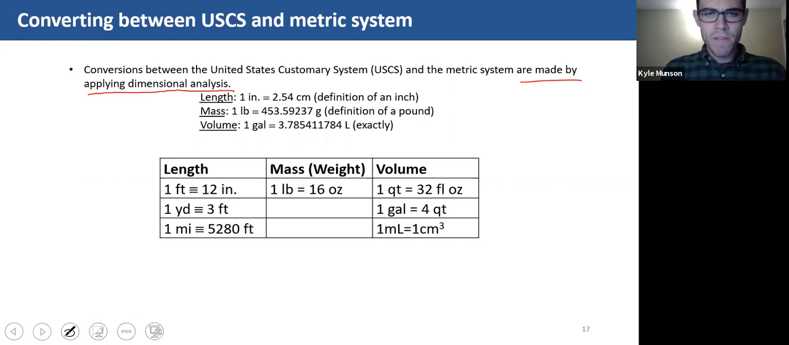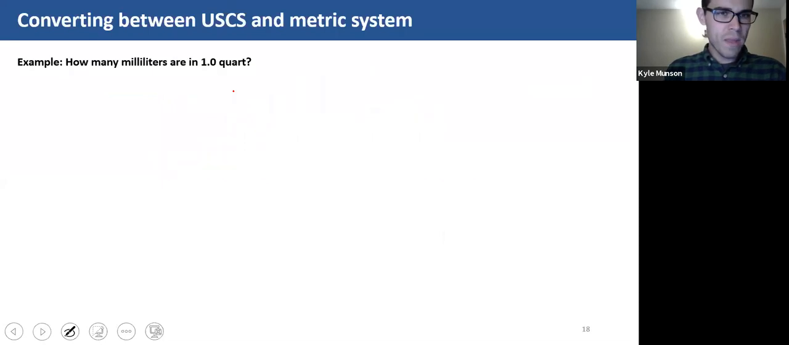Okay, so let's do a few examples to see how we'll do this. Again, we're familiar with dimensional analysis already, so this shouldn't be too hard. We just now have these new conversion factors to deal with, these new per expressions. Okay, so here's the example that we're going to start with. How many milliliters are in 1.0 quarts?